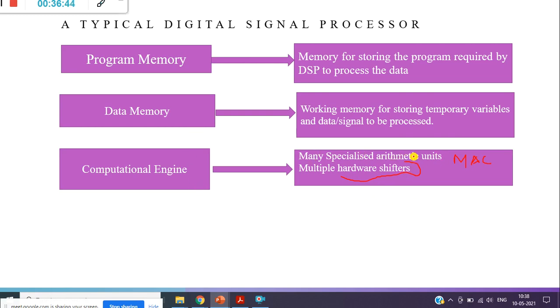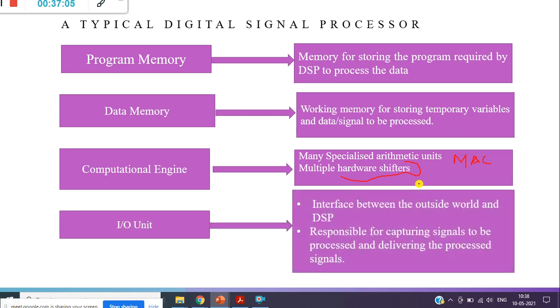Hence we have specialized arithmetic units, the MAC unit, followed by the different shifters, because we need LSL and LSR. You know it. The moment I shift left, it performs multiplication. The moment I shift right, it performs division. Apart from that, we also have an IO unit. So these are the four different typical DSP units. The IO unit interfaces between the outside world and the DSP, and is responsible for capturing the signals to be processed. The best example is the image: I need to capture the image, then process it and then display it.